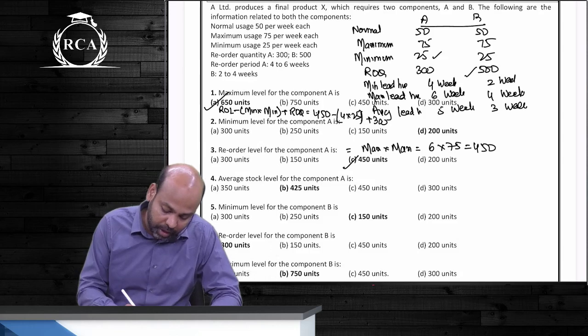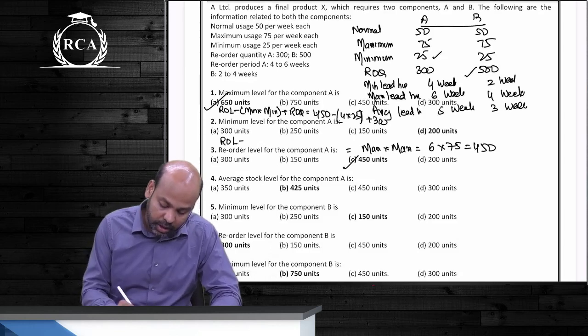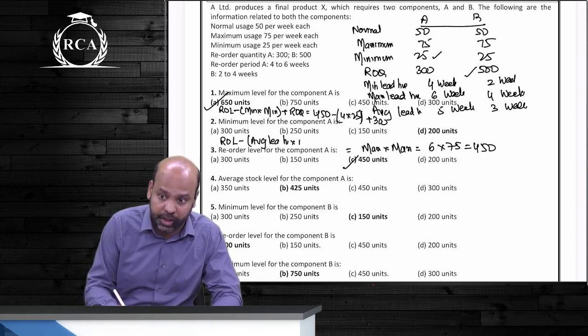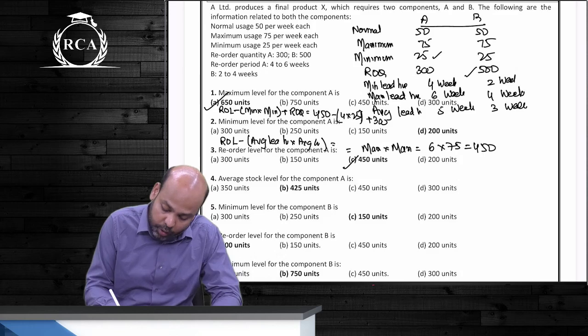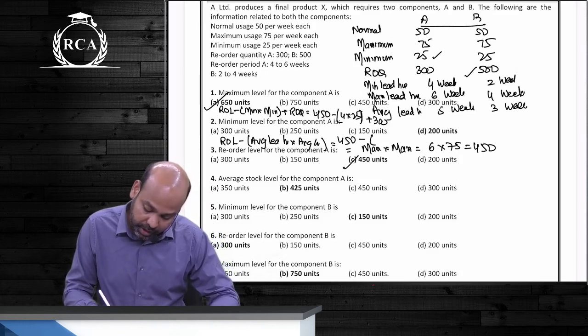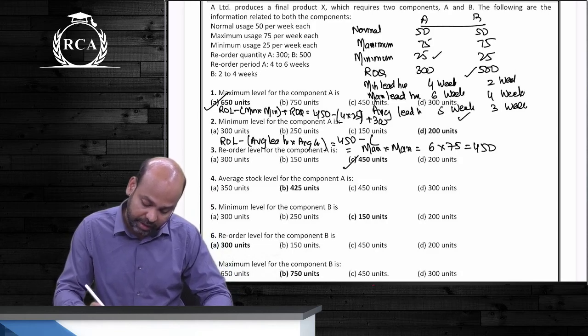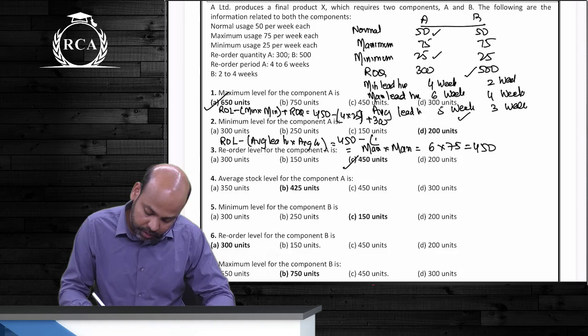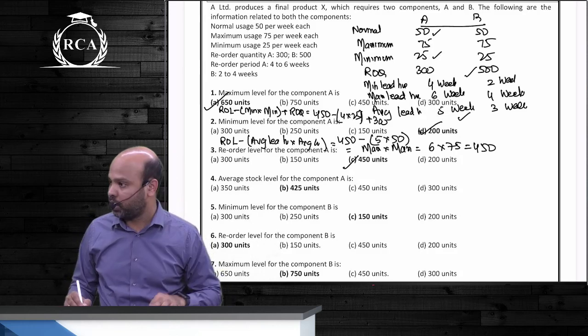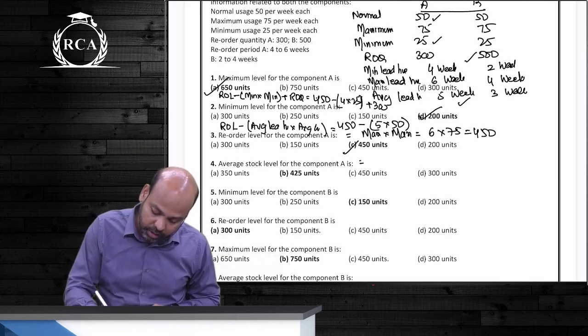How will you compute minimum level, guys? ROL minus average lead time into average consumption. ROL is how much, beta? 450. All of this is for raw material A. Average lead time is 5 weeks. Average consumption is 50. 450 minus 5 into 50, how much is it? 200.